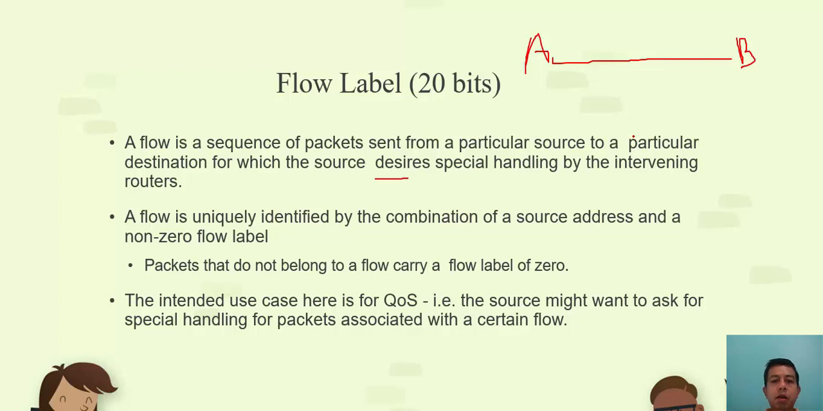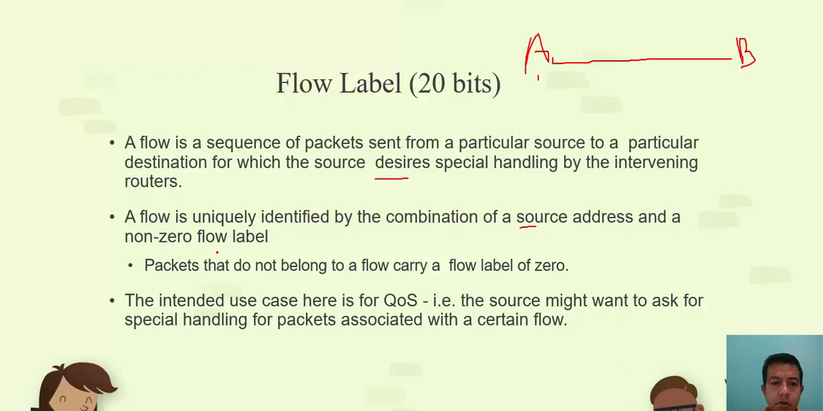How so? This flow is uniquely identified by the combination of the source address, the address of A, and a non-zero flow label. That means some number in the flow label header field. If a packet does not belong to any flow, it carries a flow label value of 0.